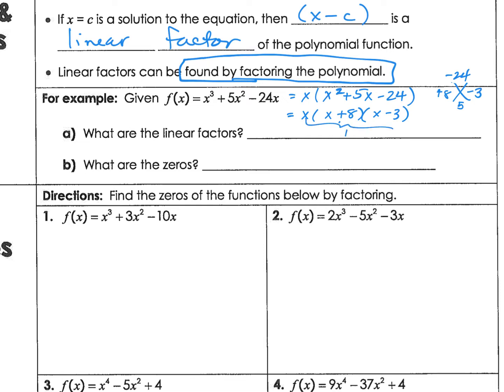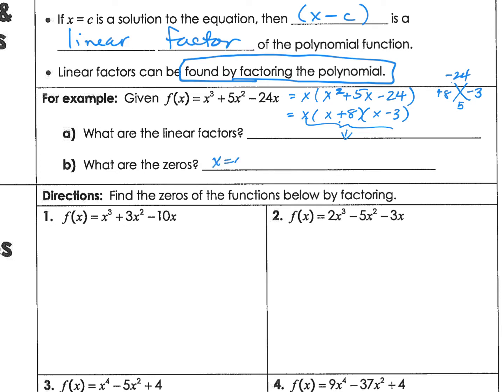Well, these are the linear factors. Throw an f of x in front of it, and each one of those is a linear factor. So now that we have the linear factors, what are the zeros? How do I find the zeros? Yeah, set each one equal to 0, wouldn't we? So, you know the one people forget the most? The x, the plain bare x. What is the 0 there? 0. Set each one equal to 0.